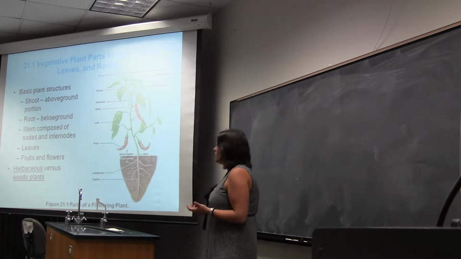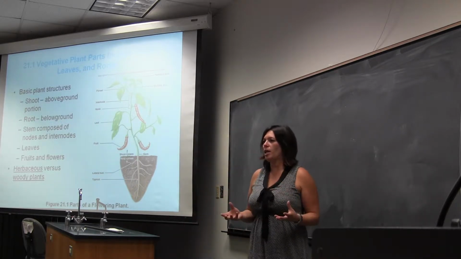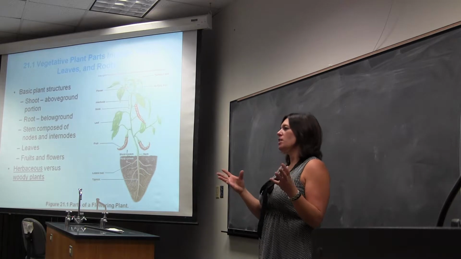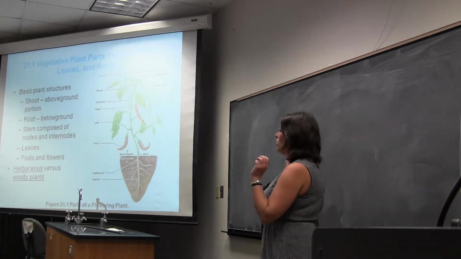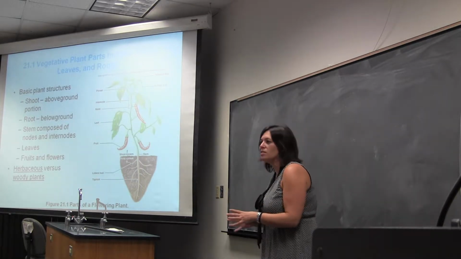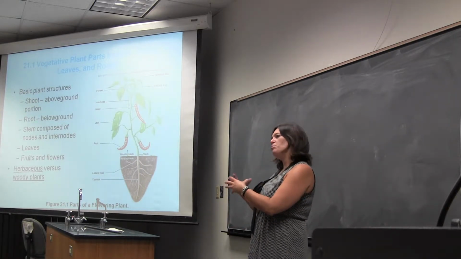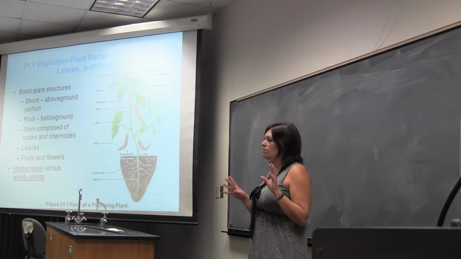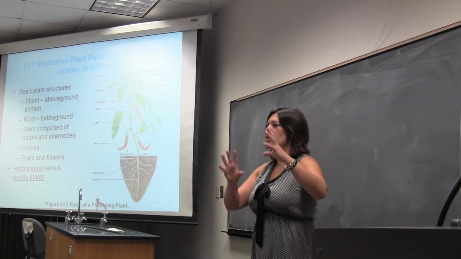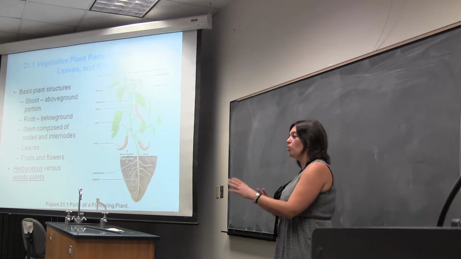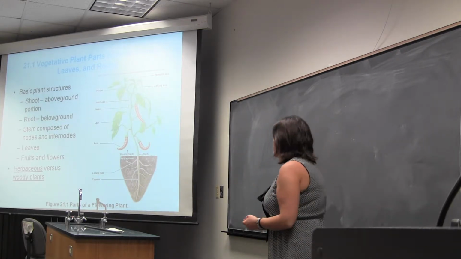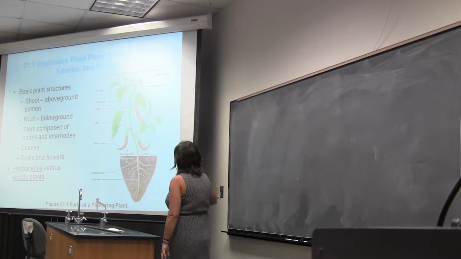And then there's two different kinds of plants. There's herbaceous plants, which is like your grass, your flowers, stuff like that. And then you have your woody plants. These are going to be your trees and other woody types of plants. And so we're going to talk about the differences between the two. We're going to start off looking at herbaceous plants, and then towards the end we're going to focus on the woody plants.